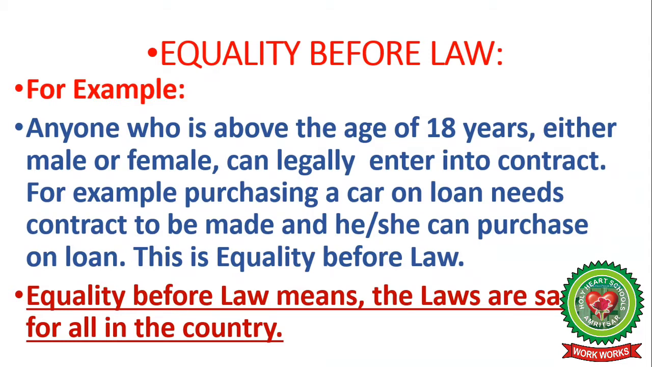Students, if anyone wants to enter into a contract, the person must be an adult. When a person becomes an adult, that is at the age of 18, suppose anyone who needs a car and is short of money goes to the car showroom, and if the owner provides the car on loan, then he can enter into a contract with him. The showroom owner will not object on the basis of whether the person asking for the loan is male or female. That's equality before law. So what is equality before law? Equality before law means the laws are the same for all in the country.